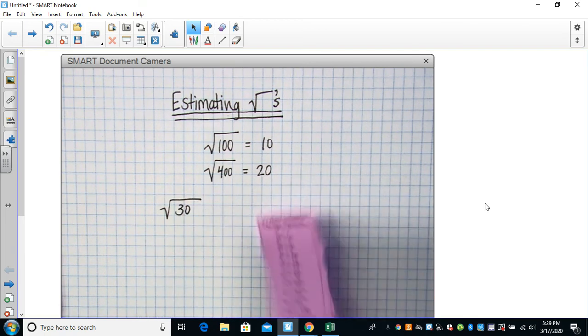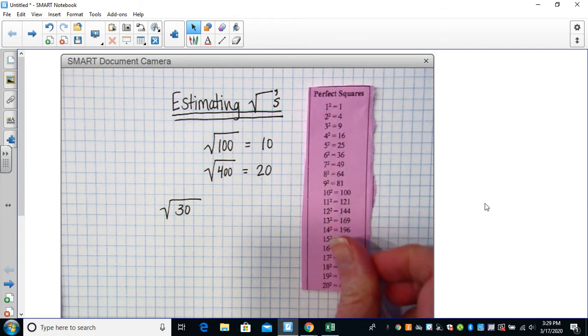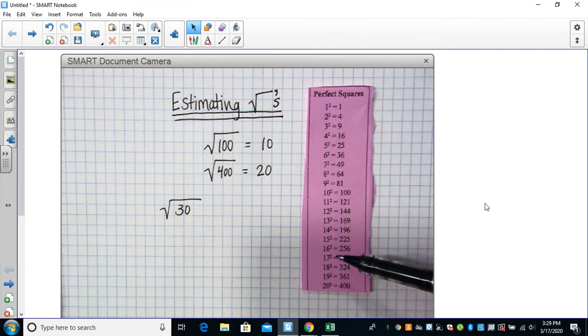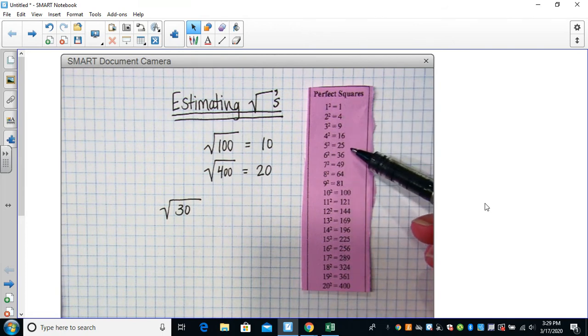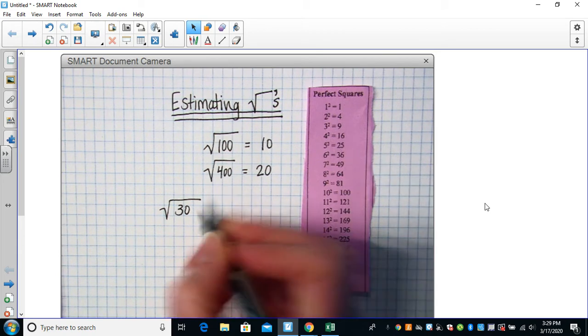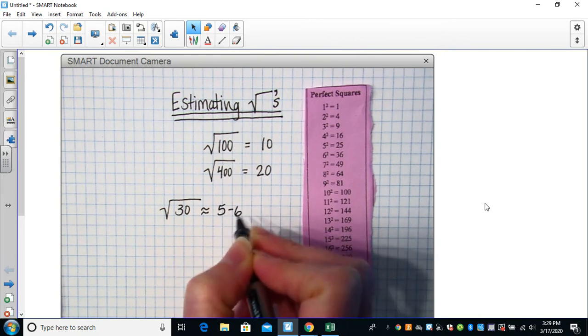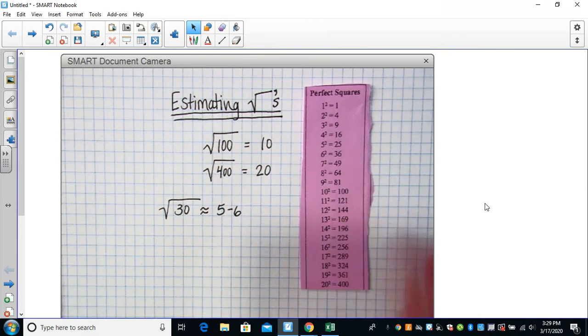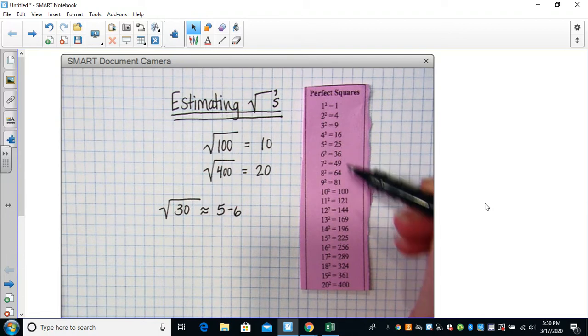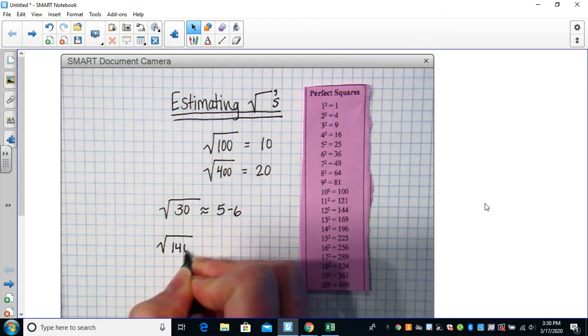Now, it's very handy to have a perfect square list available when you're doing these, and we see that 30 is not one of the perfect squares. However, if I tried to estimate where 30 would be, it would be somewhere here between 25 and 36. So 30 would be somewhere in between 5 and 6. And we could even say it's almost exactly in the middle. So we could almost say that it's like a 5.5 because 30 is almost exactly in the middle of 25 and 36.